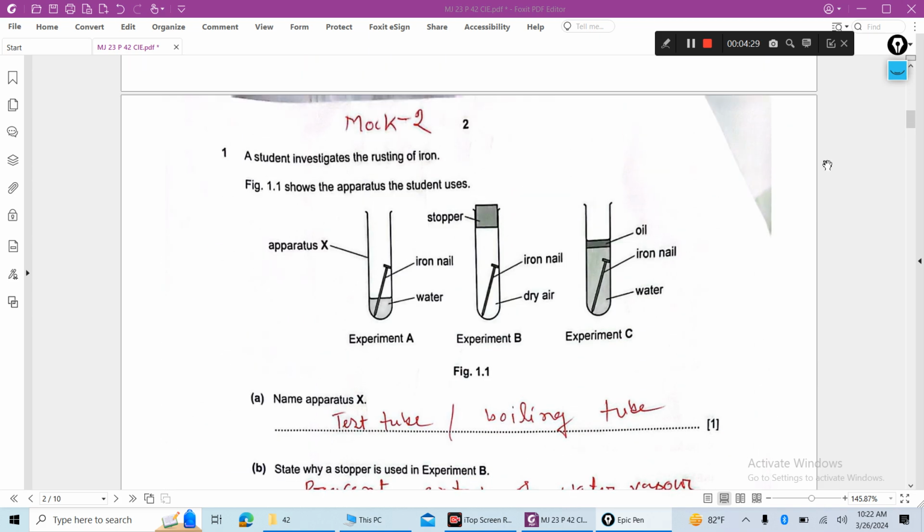In experiment A, you see water is present, and it is open, so oxygen is also present. So two conditions are present in experiment A. So in experiment A, this iron nail will rust, but B will not rust because it is dry air, there is no water. C will not rust. Why? Water is present but oxygen is absent. This is the rusting experiment.